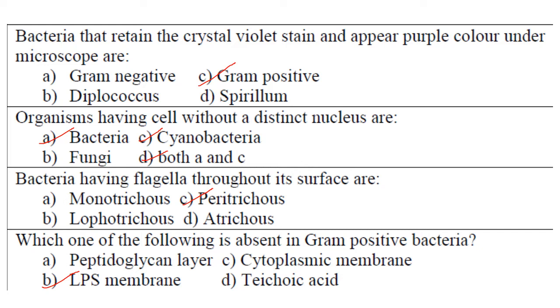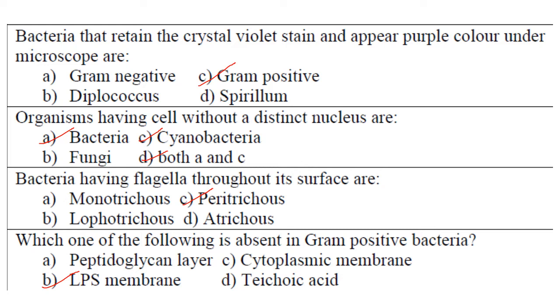A similar question was asked last year exam also, conducted in the year 2020. You can refer to my question paper. I have already uploaded that. Monotrichous is having a single flagellum. Lophotrichous is tuft of flagella at one end, and atrichous is no flagella at all.